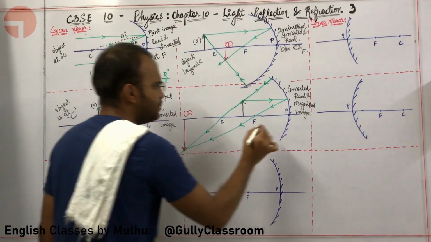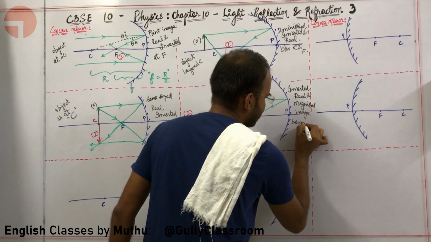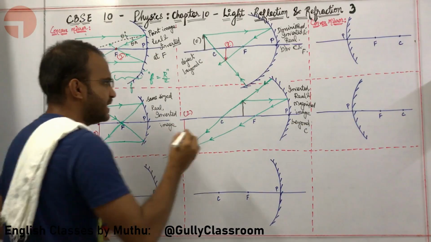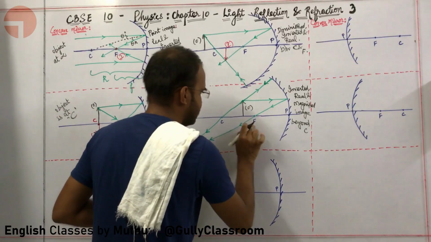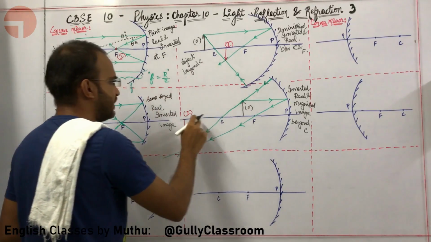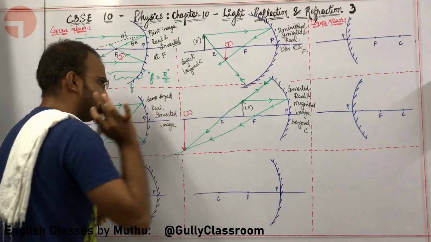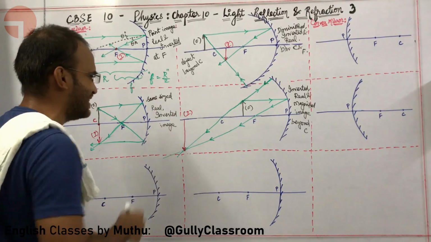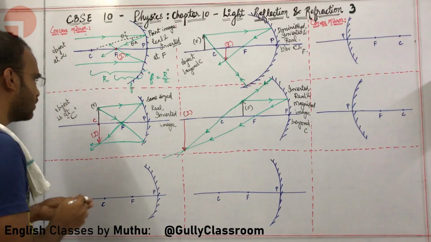Where, sir? Beyond C, obviously. Absolutely. So when I am placing my object between C and F, automatically I am getting an enlarged image which is beyond C. Beautiful, sir. Are you able to understand this particular diagram? It's a very simple idea. Cheers. Let us go for the next one.